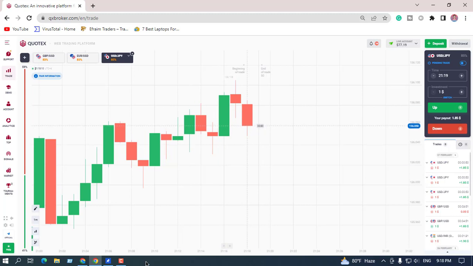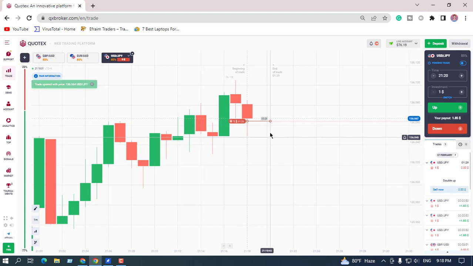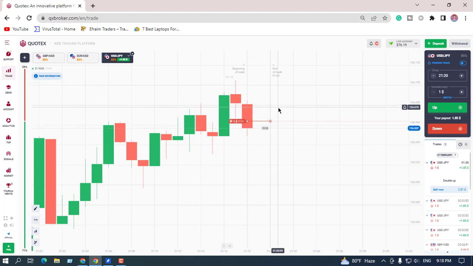Use the GBPJPY down signal, market going down. I have placed this trade, and the price is going up, and I have placed a down trade for 1 minute. Oh no. Please go down. Oh man, I placed this trade very late. Let's see the result.